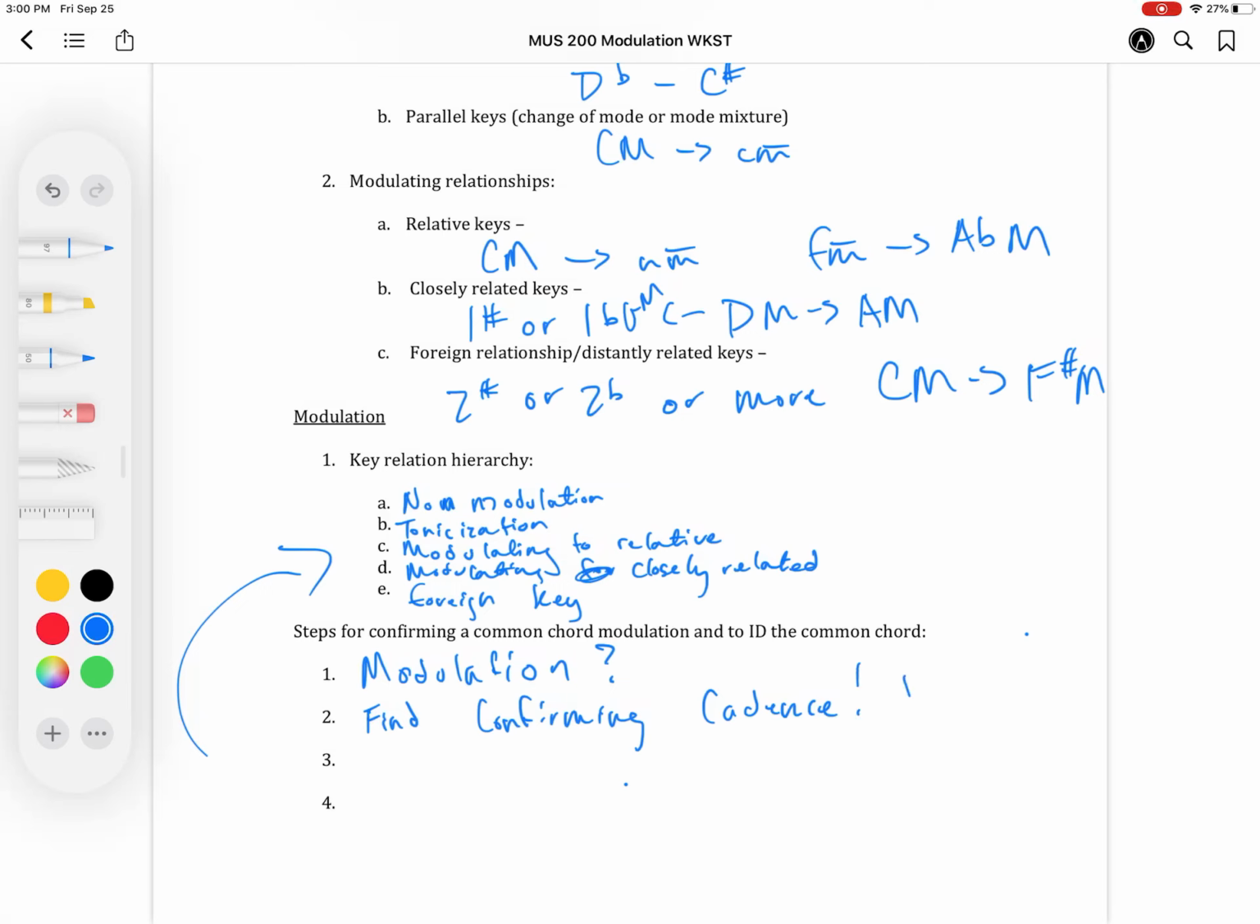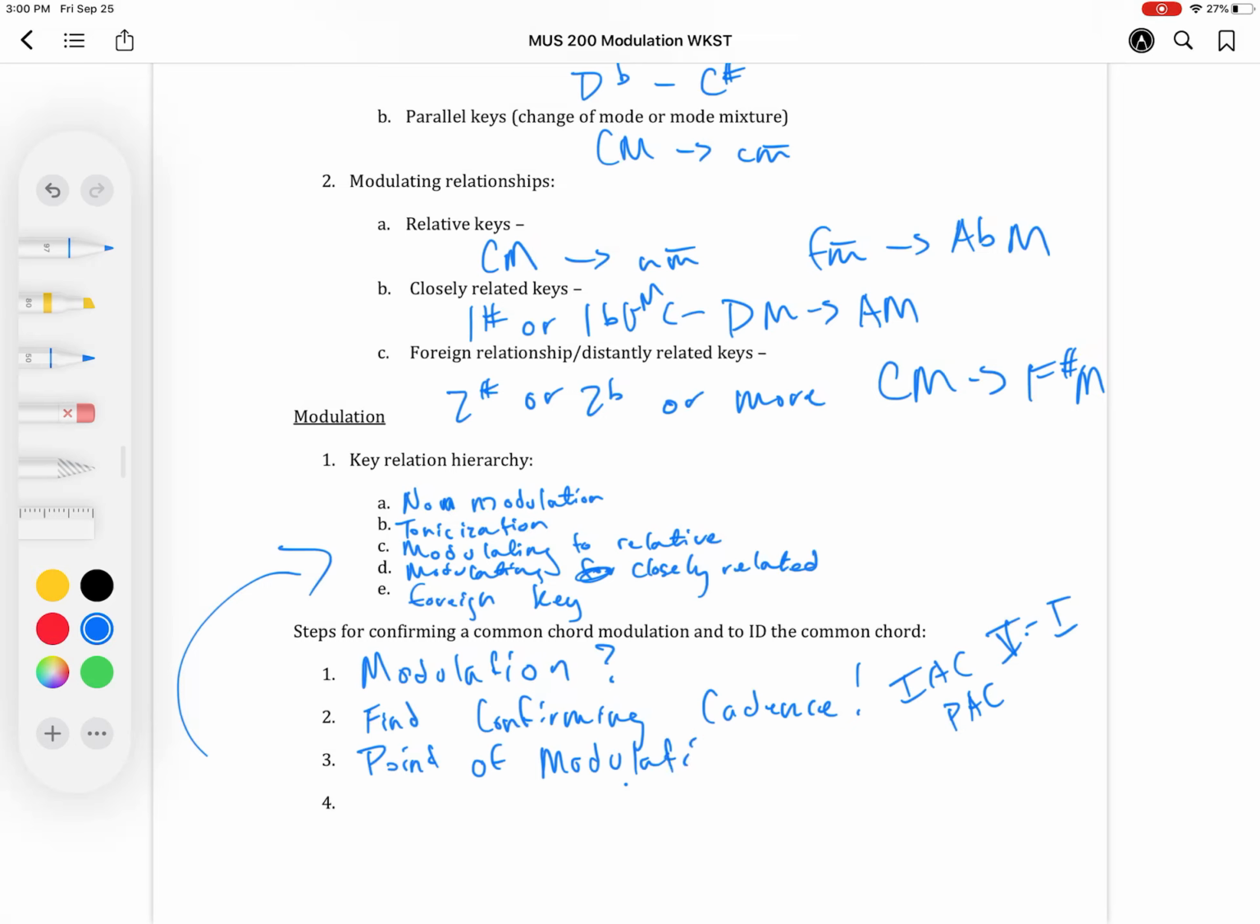So find the confirming cadence. Often it's some sort of imperfect or perfect authentic cadence, but not always. Usually 5-1. Usually. Okay? Then, after you've done that, you want to find the point of modulation, right?